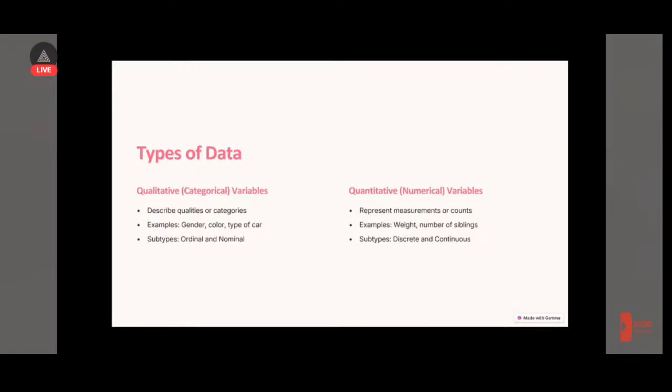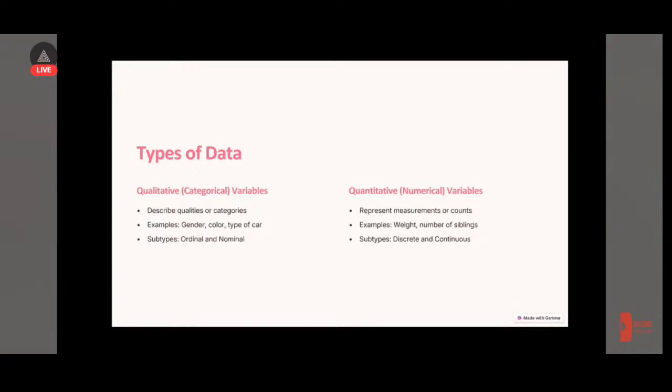Now, what is the qualitative? From the word qualitative, we have it to be categorical. It describes the quality or categories of something. Example, when we talk about gender, gender is categorical. In gender, we have male, we have female. When we talk about color, we have white, we have black, we have red, we have indigo, so many colors. When we talk about type of car, we have the Mercedes, we have the BMW, we have the Toyota, so many types of cars. So these are categorical variables. So those are the qualitative variables.